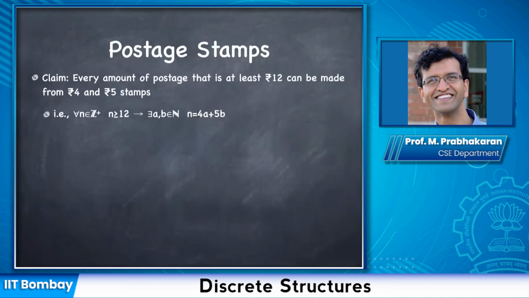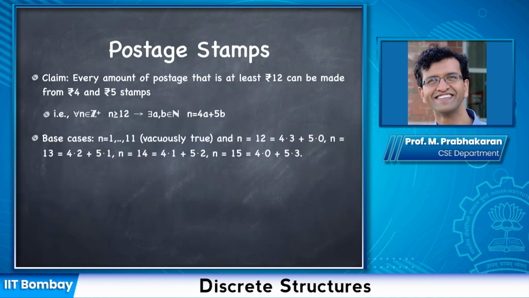So here is a claim in terms of just numbers. For every positive integer, if the integer is greater than or equal to 12, then you can write it as a combination of 4 and 5. So 4a plus 5b using some non-negative integers a and b. So a and b could be 0 also, right?